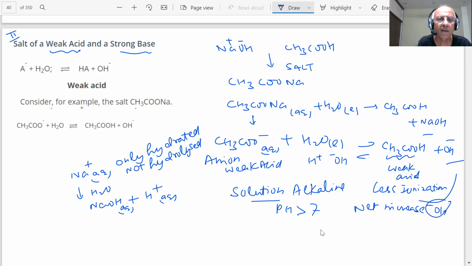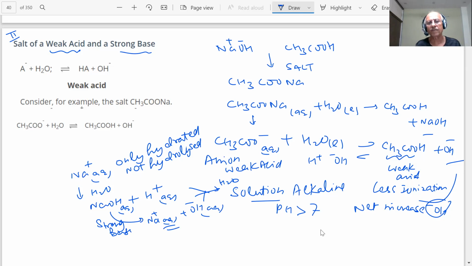But this is a completely ionized, strong base. It will immediately give back OH minus, and these two will react to produce H2O. What will be left? The hydrated ion. The cation of a strong base and the anion of a strong acid are not hydrolyzed. What happens to them? They are hydrated.